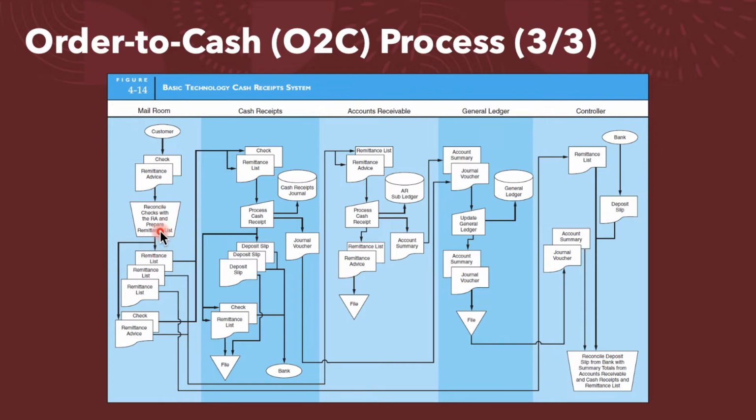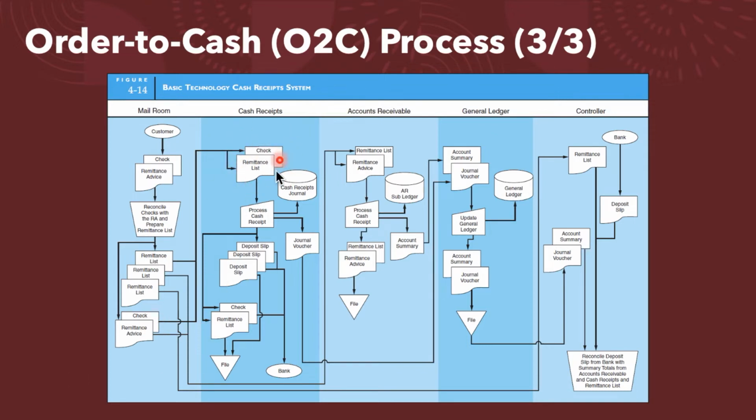Now, in the mailroom, there should be a reconciliation of the check with the remittance advice, and they prepare a remittance list. Meaning, at the end of the day, parang binabatch process siya, right? And of course, the mailroom will create copies of the remittance list and forward them to different departments such as the cash receipts, the accounts receivable, and the controller. And the copies of the check and the remittance advice, definitely, will be forwarded to the cash receipts department.